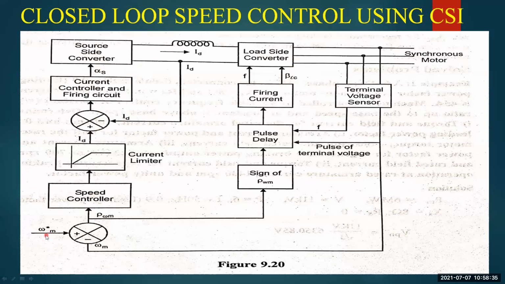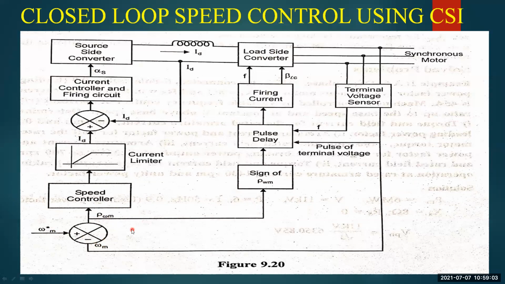Once omega m star is equal to omega m, the speed error is approximately zero. According to that, the speed error sends signals to the load side converter and the source side converter, and the motor is operating at the required speed. And if omega m star is less than omega m, the actual speed is more than omega m star, so there is a negative speed error. In this range, it is regenerative braking application.